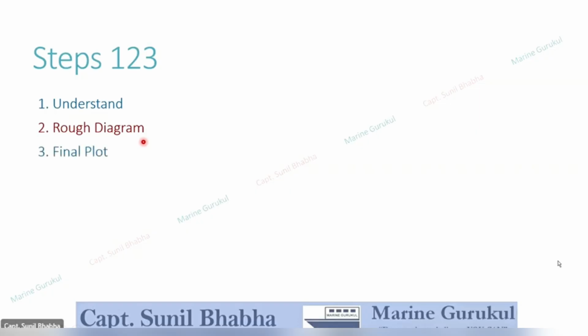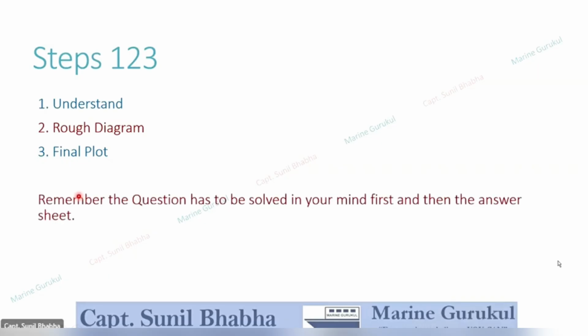Now, once you have the rough diagram and you get a lead how the question is to be solved, you can go ahead and do the final plot. The final plot can be done now, and whatever calculations are required, they can be shown alongside the plotting. Always remember in these type of questions that the question has to be solved first in your mind, and once you have clarity, then the question can be solved on the answer sheet.